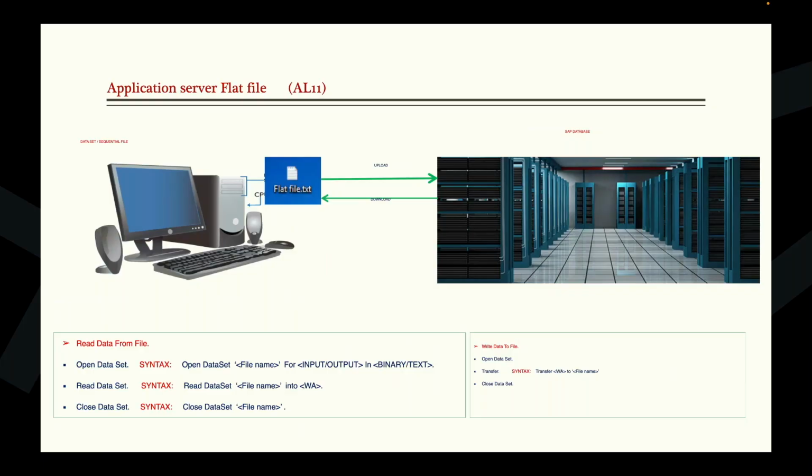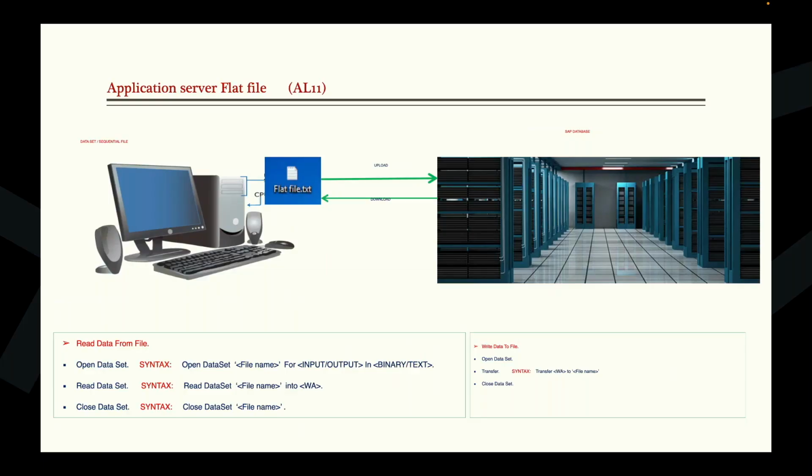For example, if you want to transfer some data to the application layer, you want to place some data, then you use open dataset, which will open your data set, which means the file. And then to transfer, you need to use the transfer keyword.